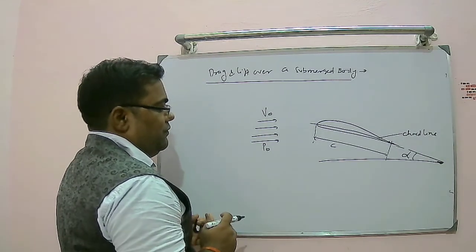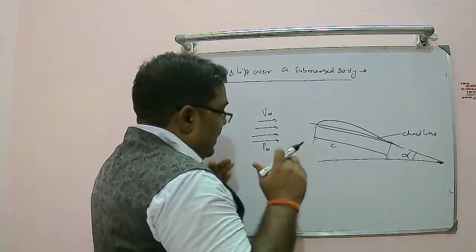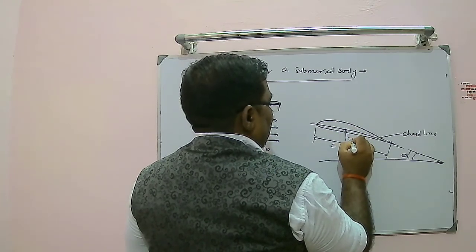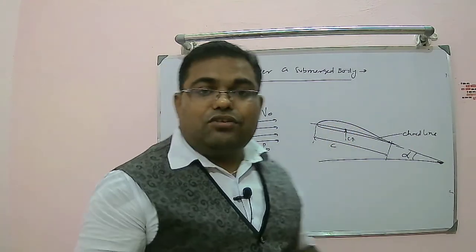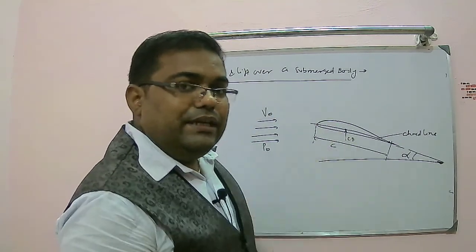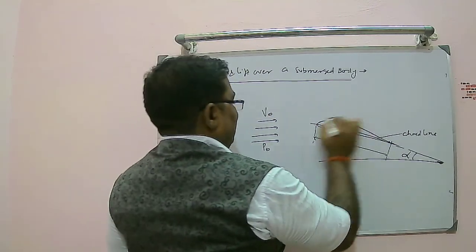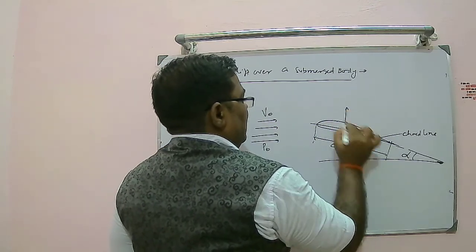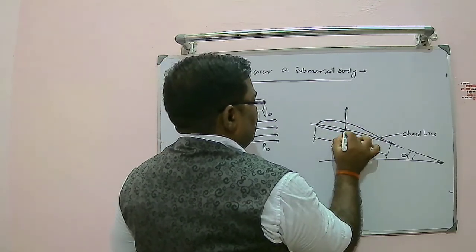Now for the sake of understanding, I consider here the center of pressure. This is the location of the center of pressure. Center of pressure is the point at which the resultant aerodynamic force is supposed to act. So this is CP. So lift will be acting perpendicular to this horizontal line, and the drag will be acting parallel to this. So this is the drag.